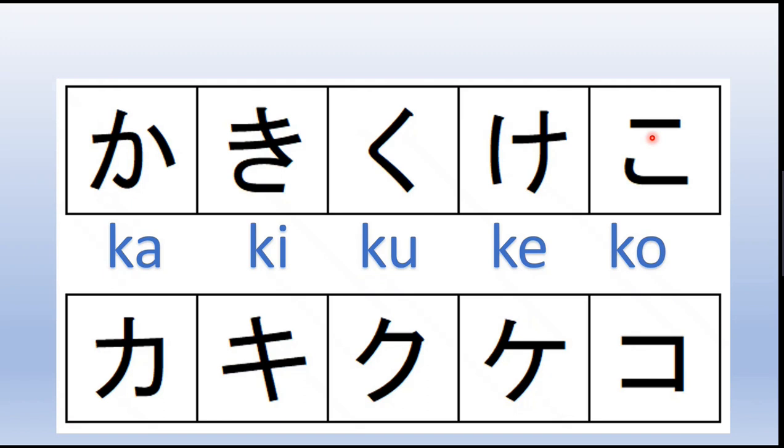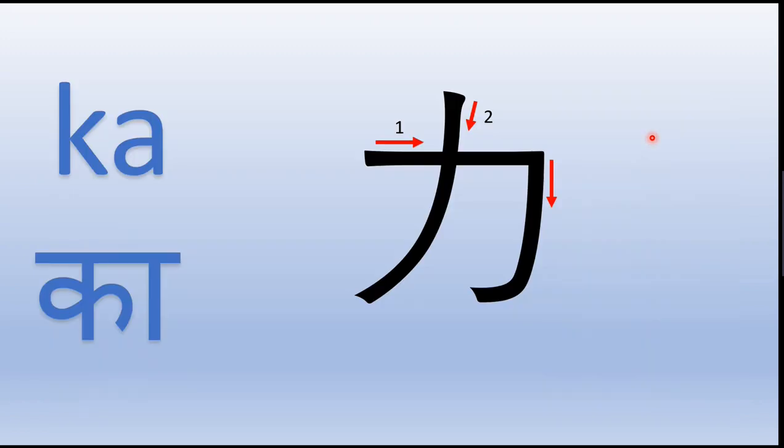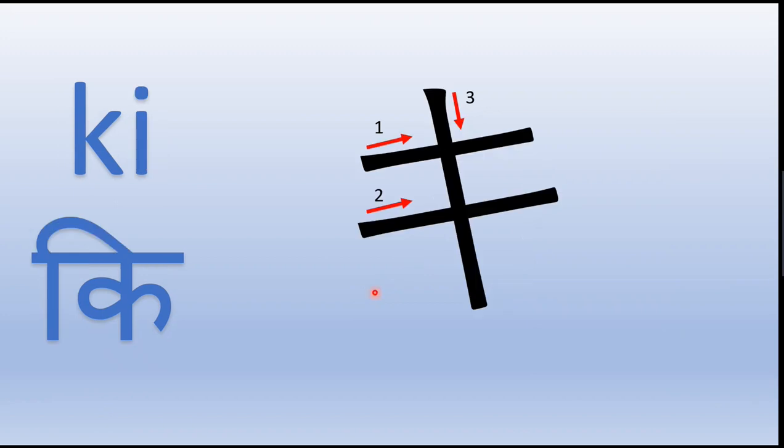Now let us try to write each of these alphabets with the correct stroke order. This is ka. Ka can be written in katakana in two strokes. The first stroke is this horizontal line and then this vertical portion bent like this. And the second stroke is this vertical line bent like this at the end. This is ka.